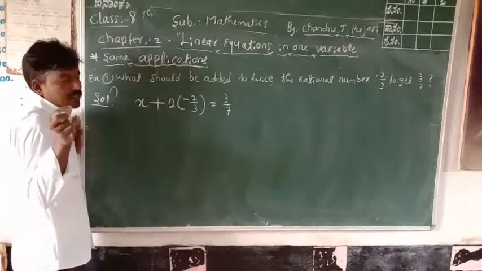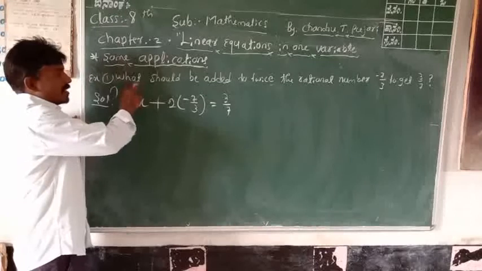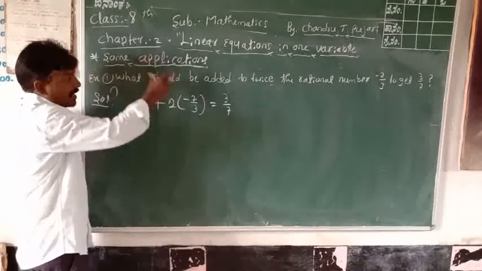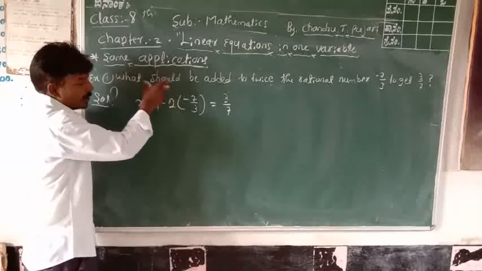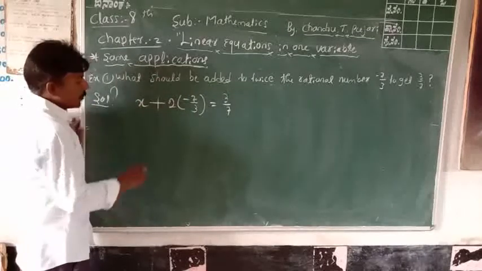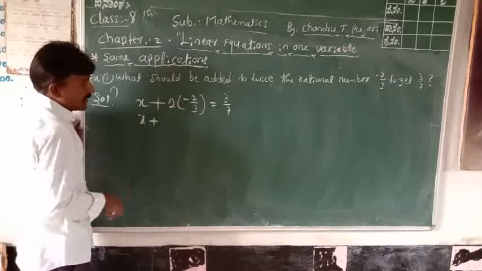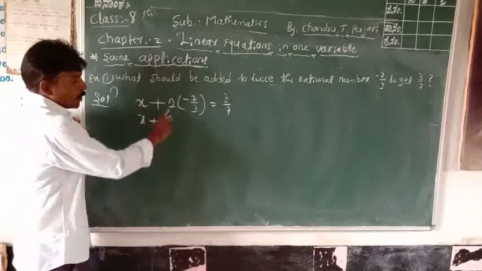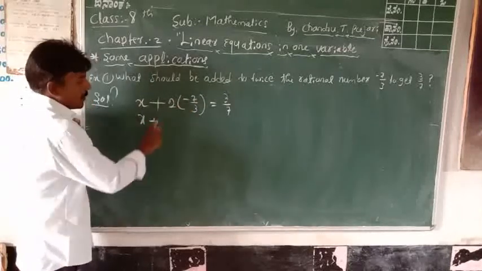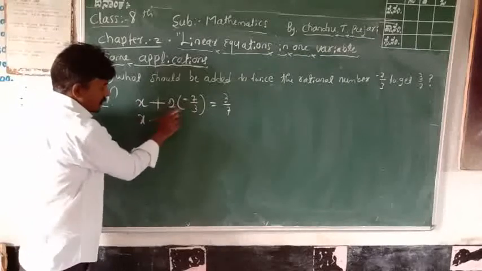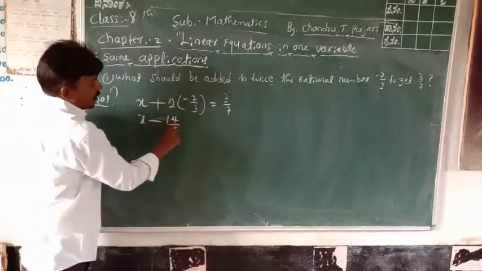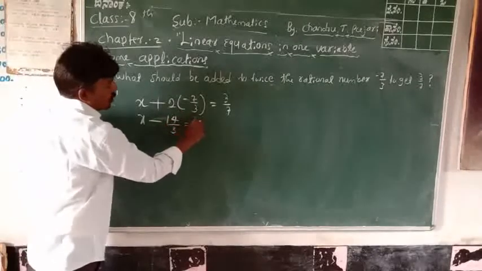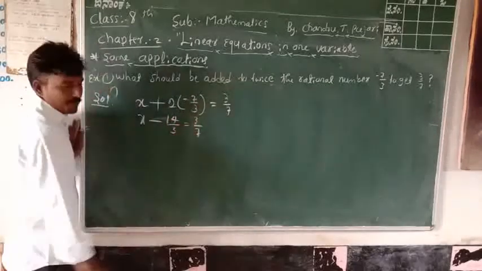First, the meaning is very important. You read the statement, and you write the mathematical equation. Therefore, x plus, next simplify these two: 2 into minus 7 is plus into minus, this is minus. Next, 2 sevens are 14, divided by 3, is equal to 3 by 7.